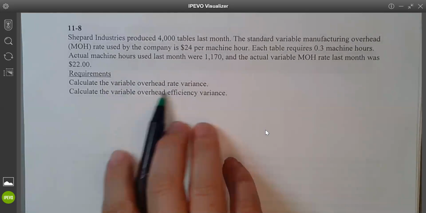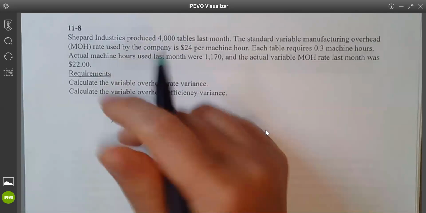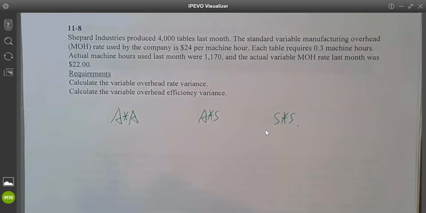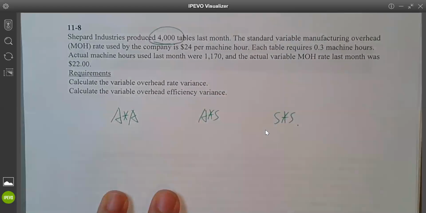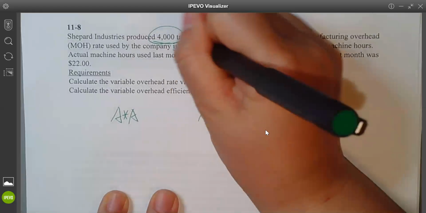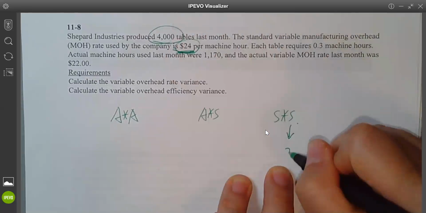Before we read the question, I always go ahead and put the formula first: actual, standard, and then standard times standard. Now we can put in all the numbers. You produced 4,000 tables. Standard variable cost rate will be $24, right? Okay, so the standard rate is $24.